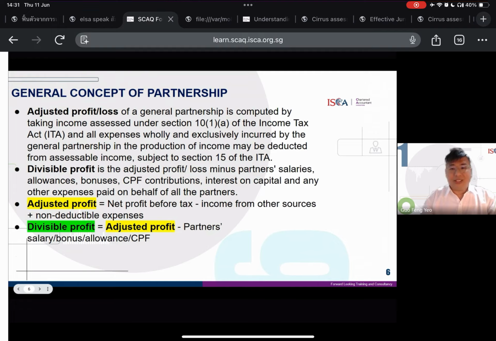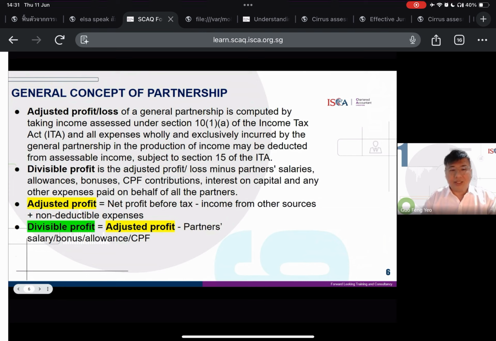You will see that in later questions, as well as some of the past year exam questions, you will need to analyze this expense and determine if those need to be taken into consideration when computing both the adjusted profit as well as the divisible profit.